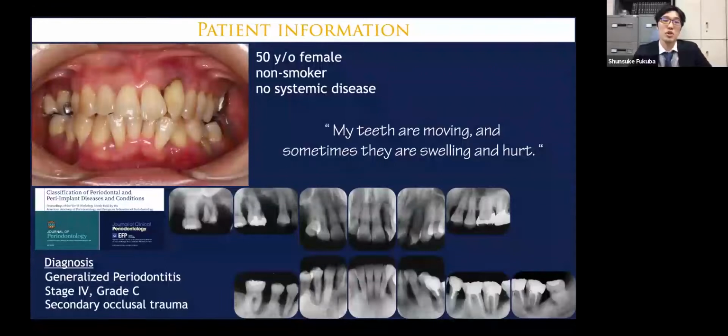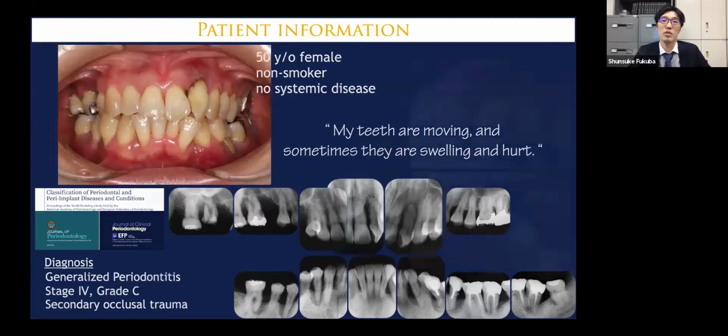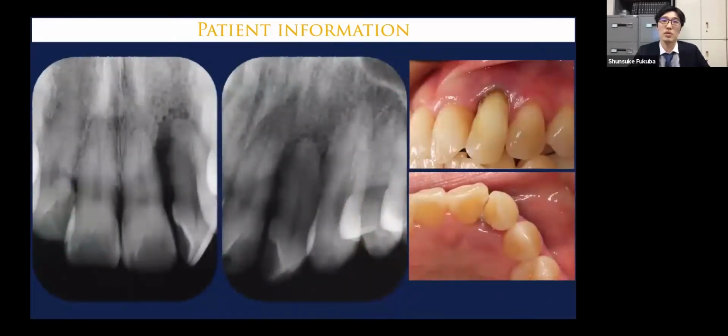Let me introduce my patient, who is a 50-year-old female with a chief complaint: "My teeth are moving and sometimes they are swelling and hurt." There are no health concerns and she's a non-smoker. From the periodontal tissue examination, I noticed numerous sites of deep probing pocket depths greater than 4 millimeters throughout the mouth. According to the classification of the periodontal disease, I diagnosed this patient with generalized periodontitis, stage 4 and grade C. For this presentation, I would like to focus on rotated number 22.